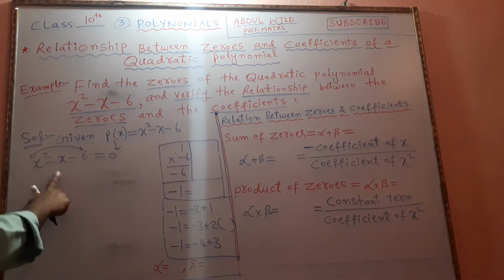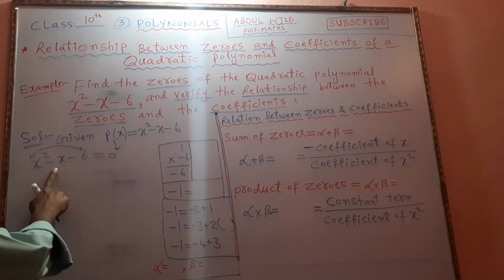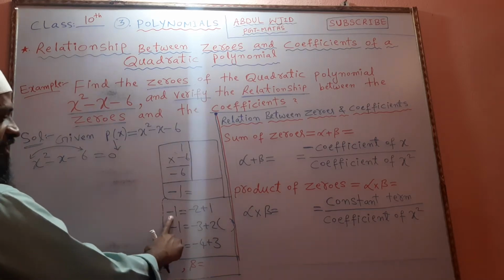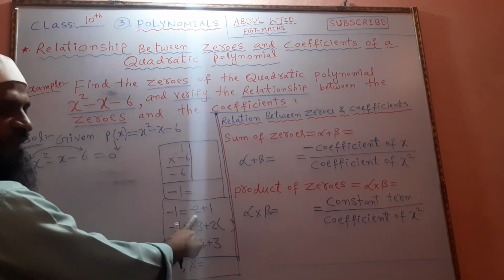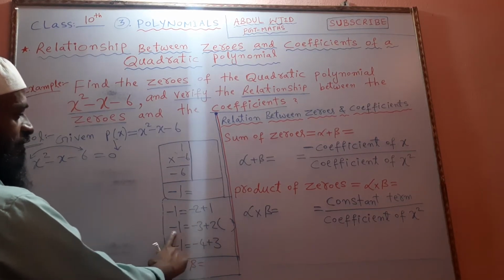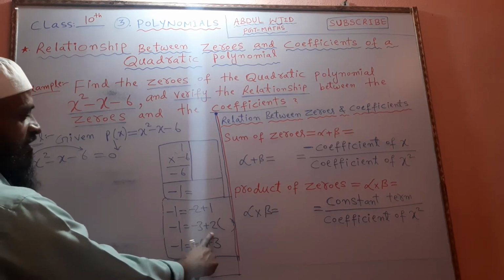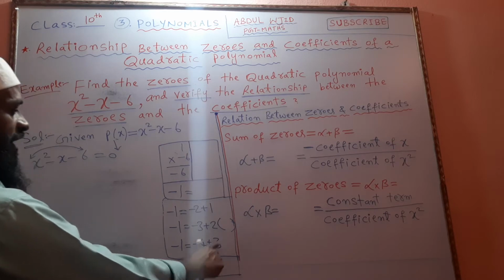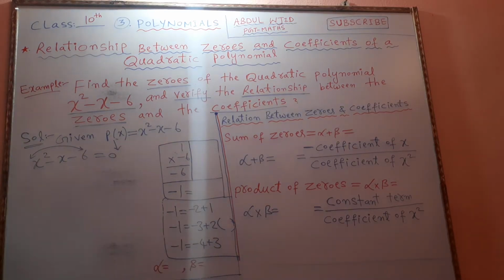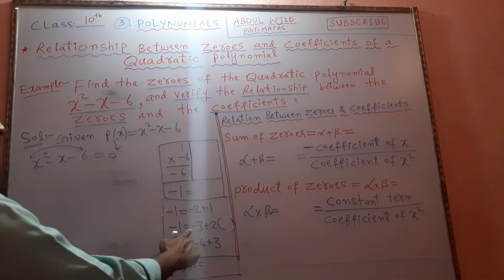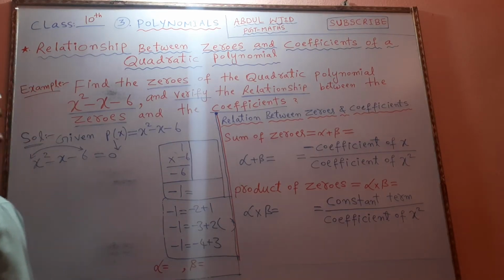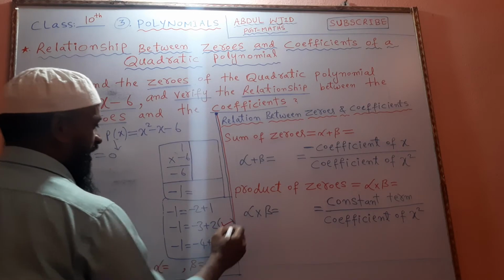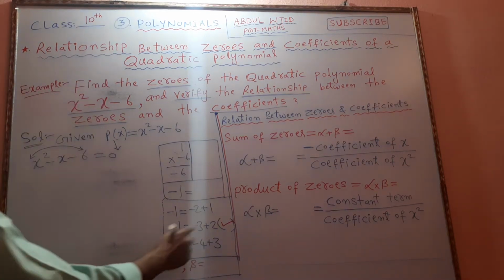And the middle term is split into two numbers. The middle term is minus 1. Minus 1 we can divide into minus 2 and plus 1, or minus 3 and plus 2, or minus 4 and plus 3. But we can take any one. Minus 1 can be divided into so many numbers, but we follow only one. Yes, see here, we can take minus 3 and plus 2.